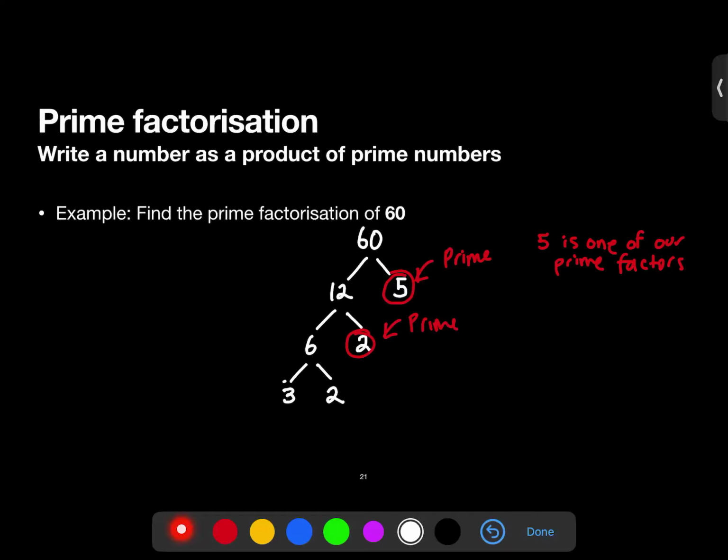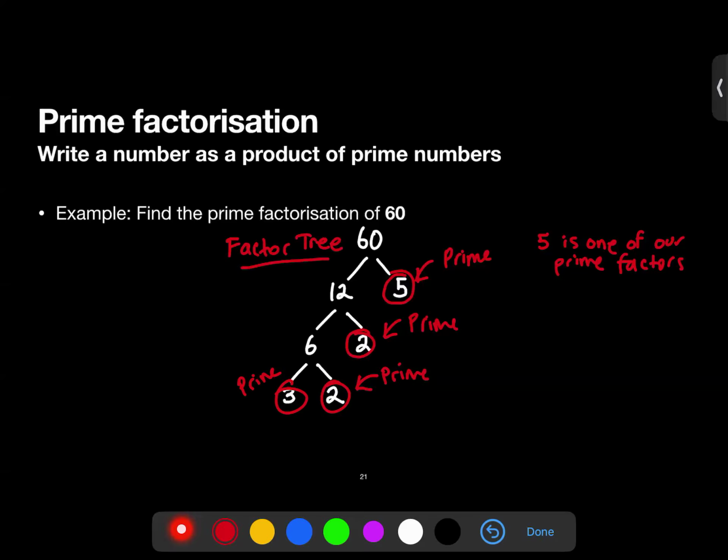So we'll continue with these two numbers. These are the branches we have left. So 3, can we split it into two numbers? No, we can't. So 3 is also prime. And lastly, 2 is prime. So we have successfully completed our factor tree.